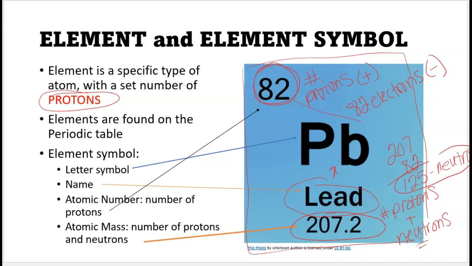So again, just by looking at the symbol, we know the number of protons, the number of neutrons by doing simple subtraction, and then we assume that the number of electrons or negative charges is going to be the same as the number of protons. So an element symbol gives us all of that information about any of the different elements.